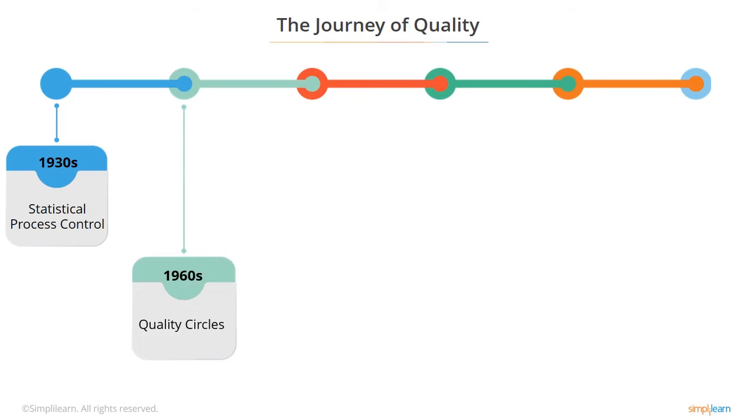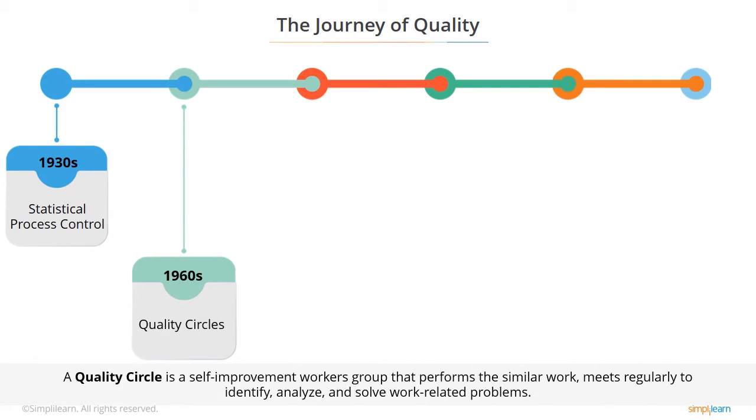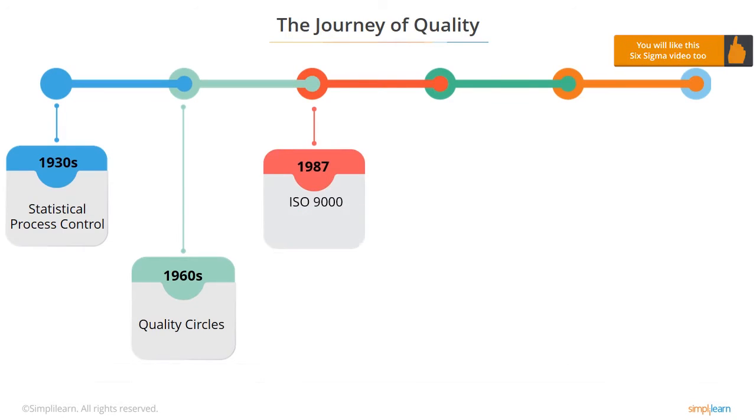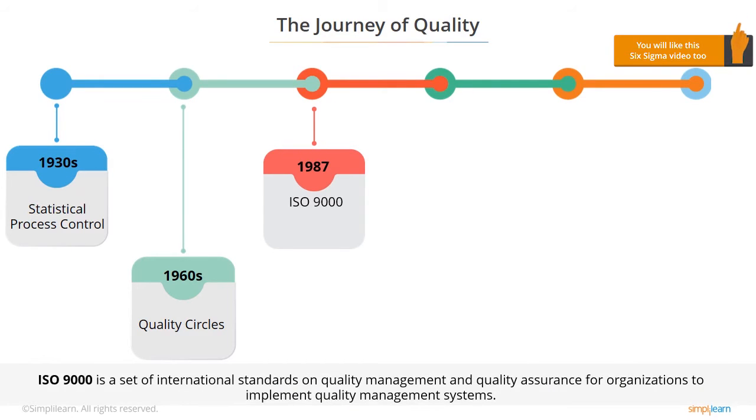In the 1960s, quality circles were formulated. A quality circle is a self-improvement workers group that performs similar work, meets regularly to identify, analyze, and solve work-related problems. In 1987, the International Organization for Standardization designed ISO 9000. This is a set of international standards on quality management and quality assurance for organizations to implement quality management systems.